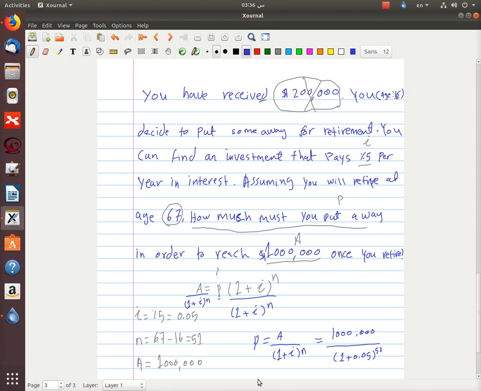Okay, and when you do the math, you're gonna have P is $83,051.71. So you should start with 83,000. So you take 83,000 from this and you start with it. This is how you do this problem.